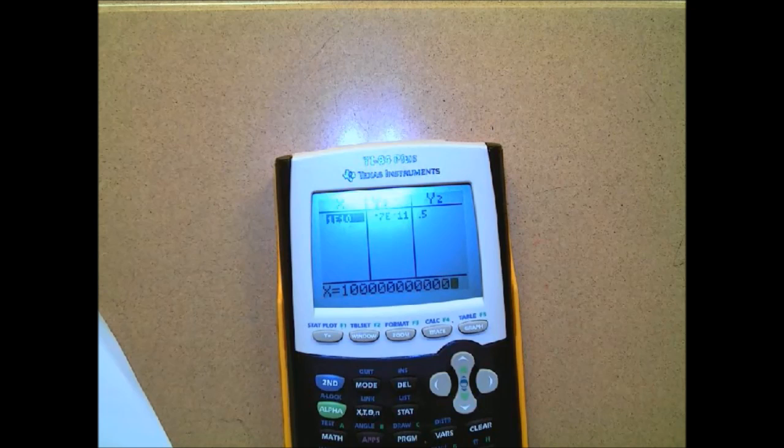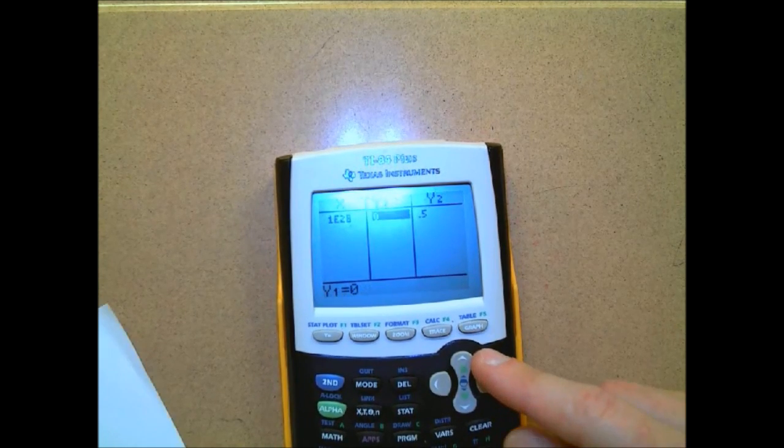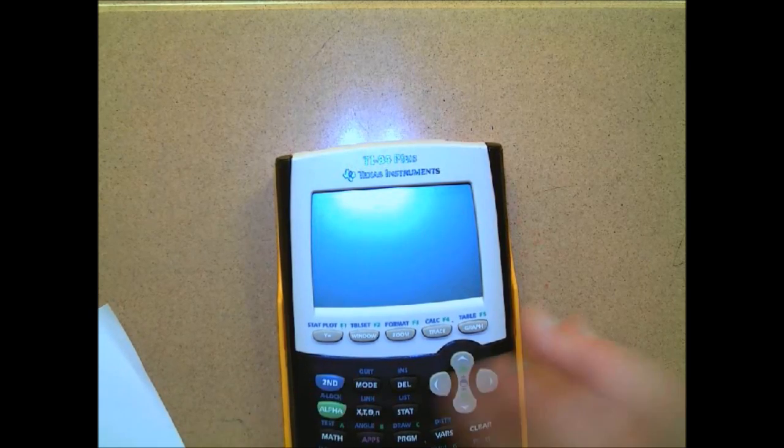Let's see if I type in a bunch more zeros and I can break the calculator. Oh, it just says 0. It gives up. You're no fun, calculator. All right, well, at least it didn't break. So that's all I got for you.